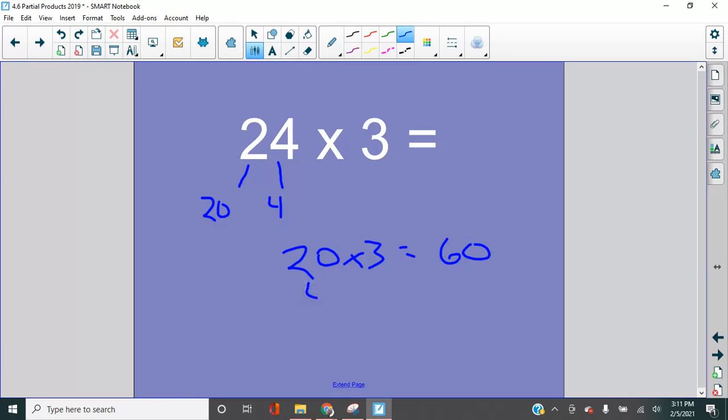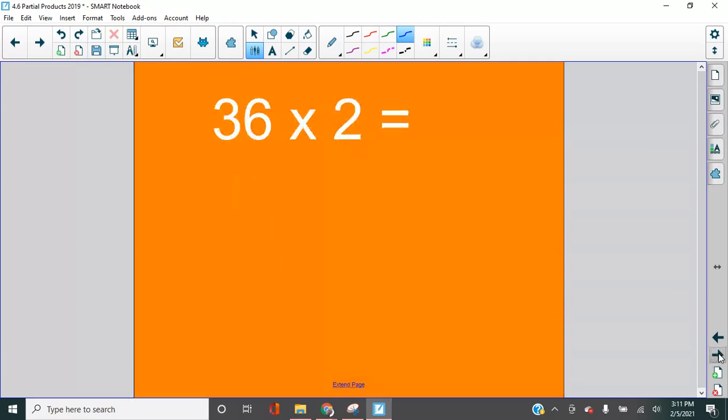And then 4 times 3. 4 times 3 is 12. This one gets 72 also. Okay, so if you want to keep this together, this tens place, you can. Or you can split it into 10 and 10. Either one works because if two people do it different ways, they should get the same answer if they did everything correctly.